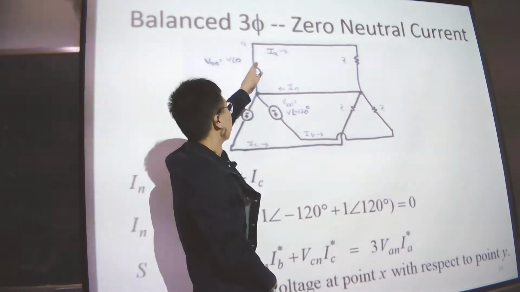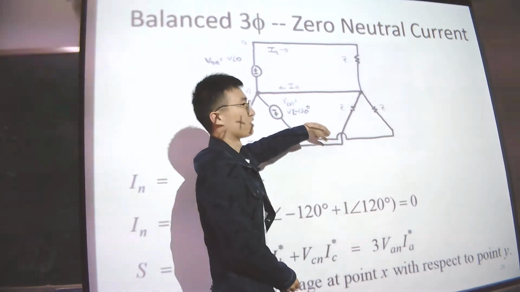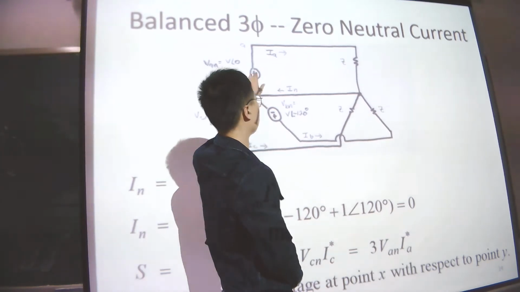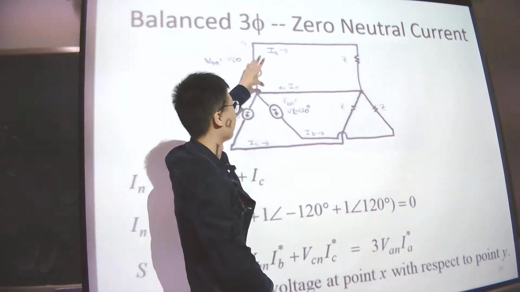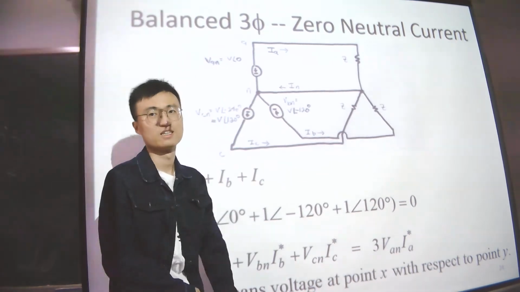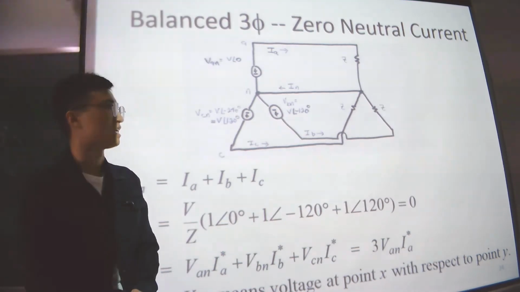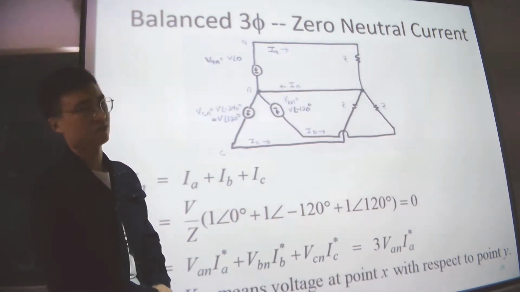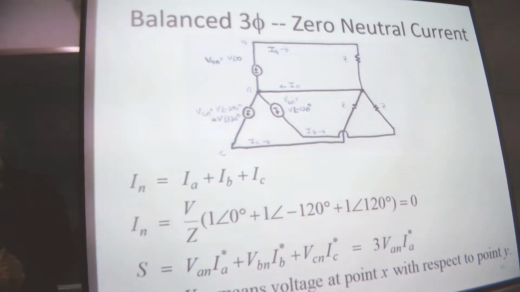And you can see for the lines A and B, here and here, it should be the voltage over here, right? So the line voltage and the phase voltage are not equal, although in the Y connection system they are.